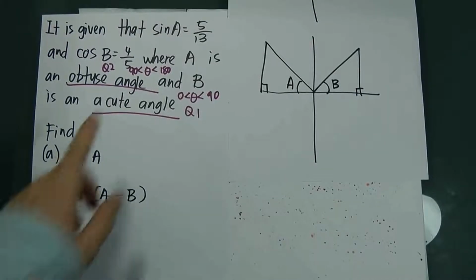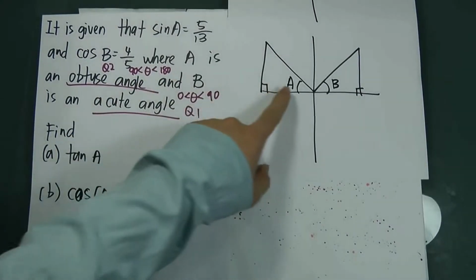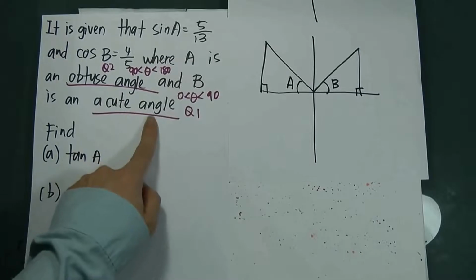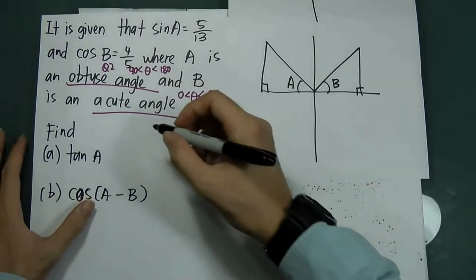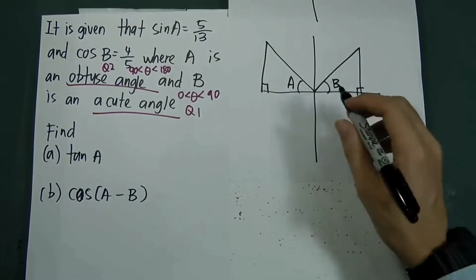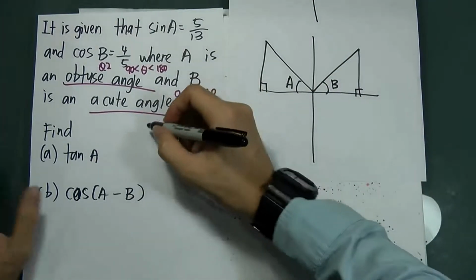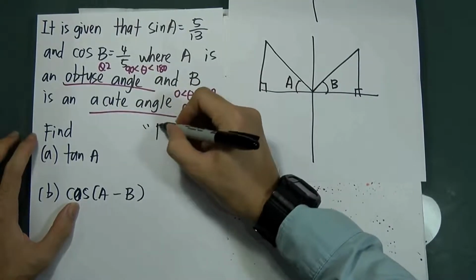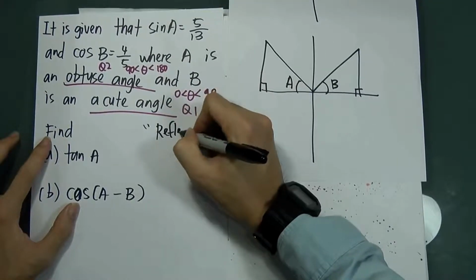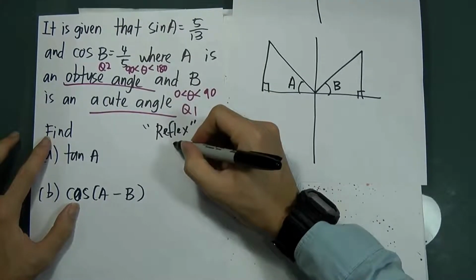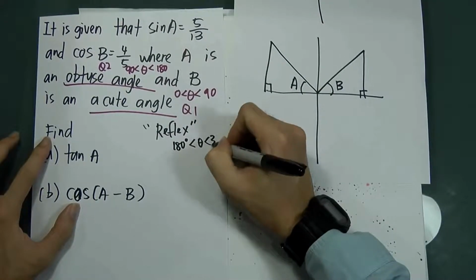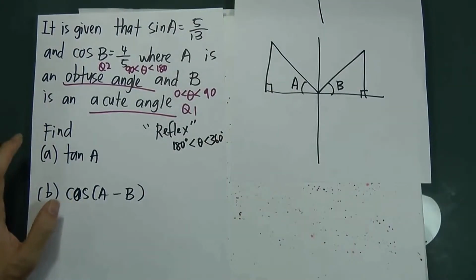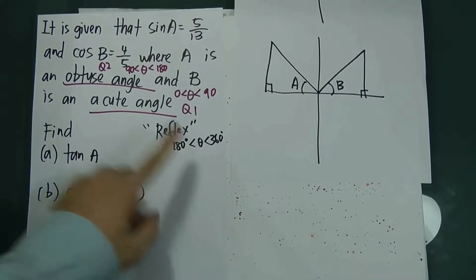Where A is the obtuse angle, it means A falls in the second quadrant. B is the acute angle, so B will fall in the first quadrant. And then of course, there is another one we call the reflex angle. Whenever you see a reflex angle, it means the angle is between 180 and 360, so a reflex angle falls in the third and fourth quadrants. Just memorize this.